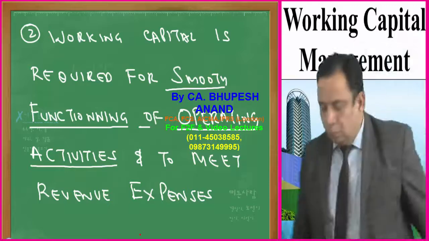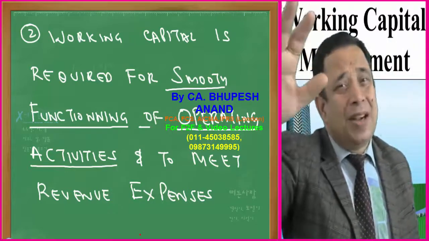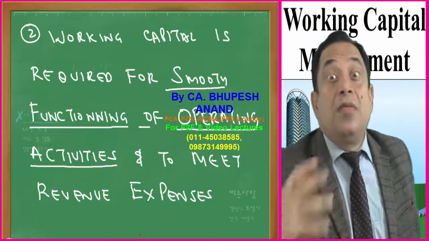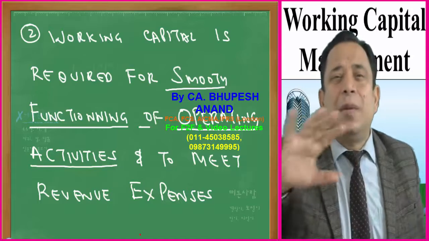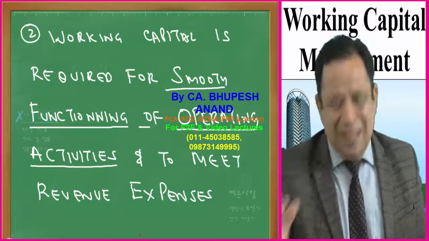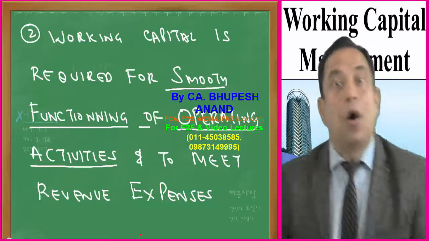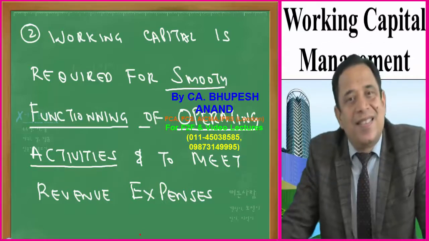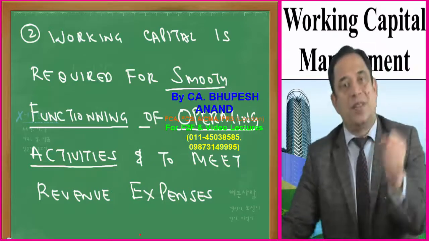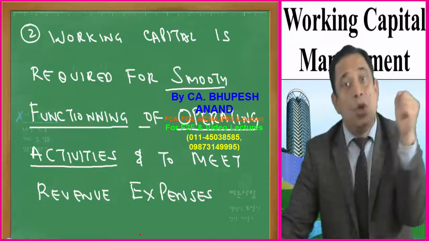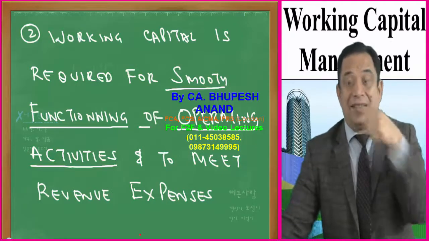Now, point number 2. Please, my dear friends, I don't try to be over smart, because if you write down, it will save your time, and there is no need to read the CFA curriculum with so many pages in smaller fonts. Please write this: working capital is required for smooth functioning of operating activities and to meet revenue expenses, day-to-day operations. That is named as working capital.